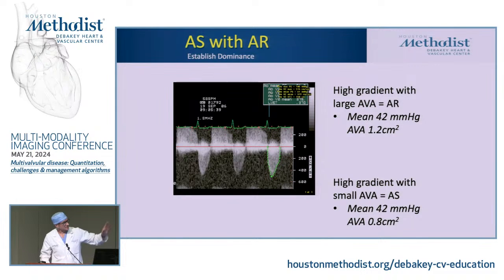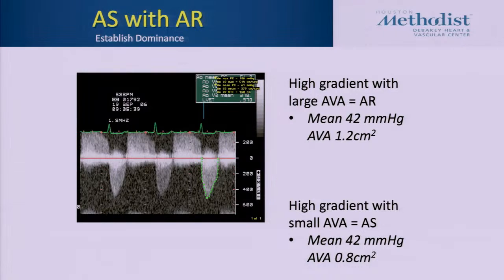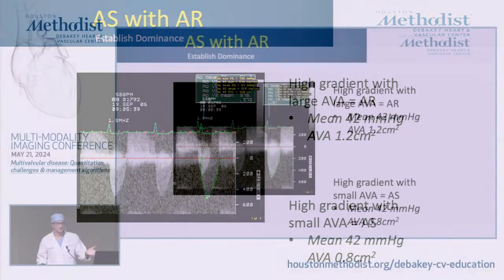Now the two examples on the right, so let's say you've got a high gradient with a large AVA and there's a lot of AR. Your mean gradient's 42, but your valve area is 1.2. And this is where the importance of an accurate valve area really matters. Serial studies, you've got to get the LVOT dimension right. You've got to get a good PW in the LVOT to get a good LVOT VTI that you truly believe. And if you can reproducibly serially evaluate AVA, you get a 1.2, you're pretty confident this is a mixed stenosis and regurgitation, but the AS by itself is probably not severe if your valve area is opening to 1.2.